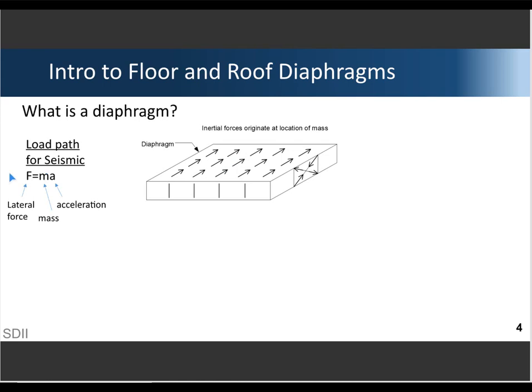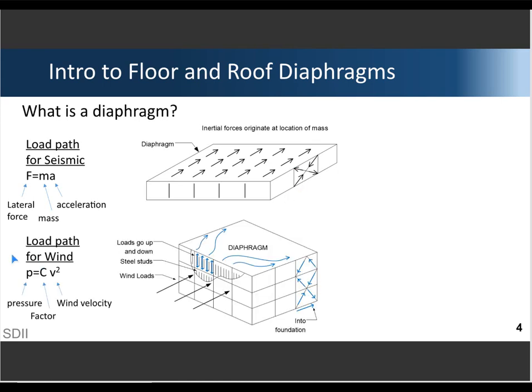For lateral loads, particularly seismic lateral loads, we might think of Newton's second law as a place to start, which can be phrased as the inertial force is equal to the mass times acceleration. Most of the mass in a building is either in or attached to the floors and roofs. So a lot of the inertial forces originate in the diaphragms. The diaphragms transfer those loads to the vertical frames and down to the foundations.